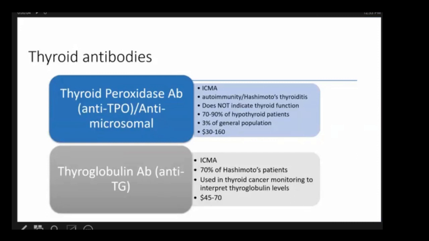70 to 90% of patients with clinical hypothyroidism will have a positive TPO antibody, but about 3% of the general population who has no thyroid disease also has a positive TPO antibody. The thyroglobulin antibody is less commonly seen, but a little over 2/3 of your Hashimoto's patients will have it. Thyroglobulin antibody is also used, as I mentioned, in conjunction with a thyroglobulin level to monitor patients who have had thyroidectomy after thyroid cancer to monitor the presence of active thyroid tissue.